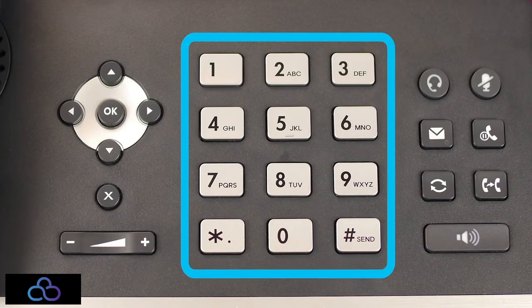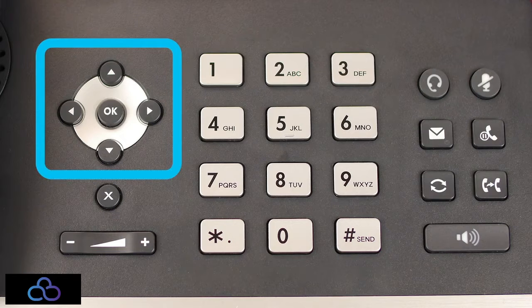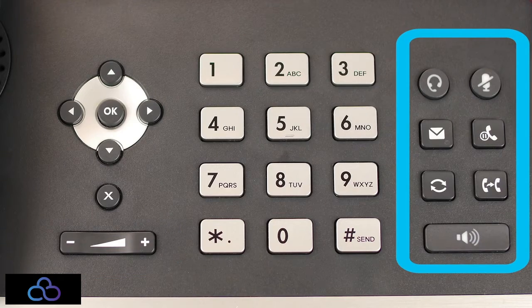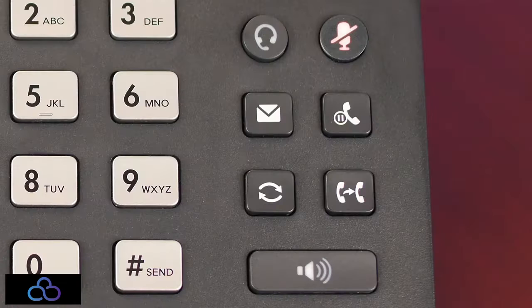Here you will see your dial pad. To the left of the dial pad, you will see your toggle keys, which allow you to access call history, directory, and the main menu using the arrow buttons. Below the toggle key is your volume key. To the right of the dial pad, you will find the function keys: mute, headset, voicemail, redial, and speaker. The speaker, mute, and headset keys will illuminate when in use.